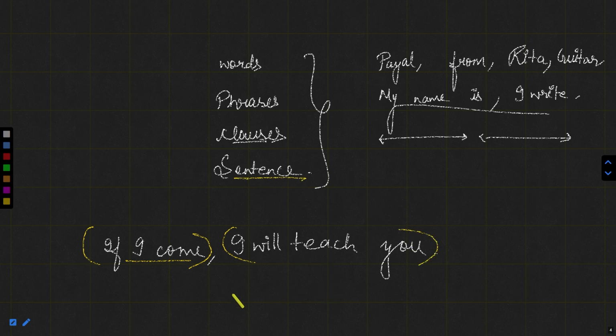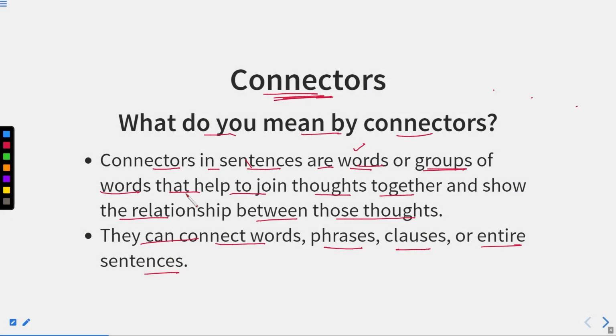Sentence, the entire sentence. For example, if I say if I come, I will teach you. So this is the entire sentence. So we have various patterns in a sentence. We have words, we have phrases, we have clauses, we have the entire sentence as well. Now let us get back to the theory.